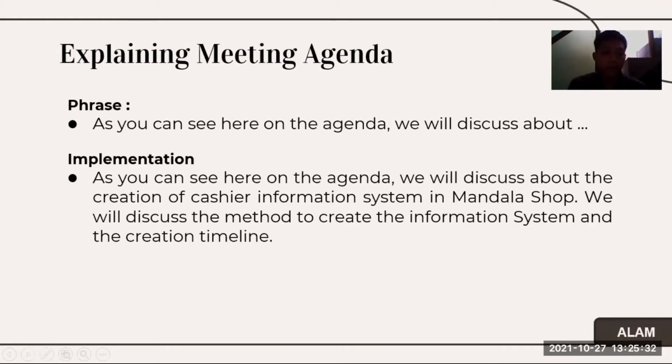Next, in explaining the meeting agenda, the example part is, as you can see here on the agenda, we will discuss about blah blah blah. Then the example implementation is, as you can see here on the agenda, we will discuss about the creation of cashier information system. In Mandala Shop, we will discuss the method to create the information system and the creation timeline.